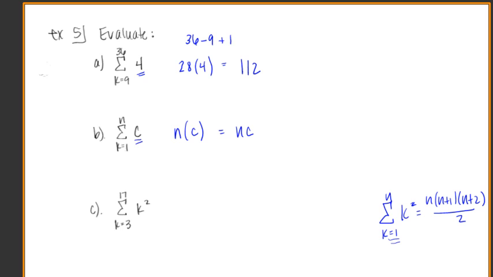Here I'm starting at 1, and over here I'm starting at 3. Okay, why don't we go ahead and do this? Let's pretend it starts at 1, and then what we're going to do is just subtract off 1 and 2. That way we get from 3 to 17. Okay, so let's do this first. Summation from k equals 1 to 17 of k squared is going to equal n, which is 17, times 17 plus 1 times 17 plus 2 all over 2. Okay, so that's going to give us an answer.